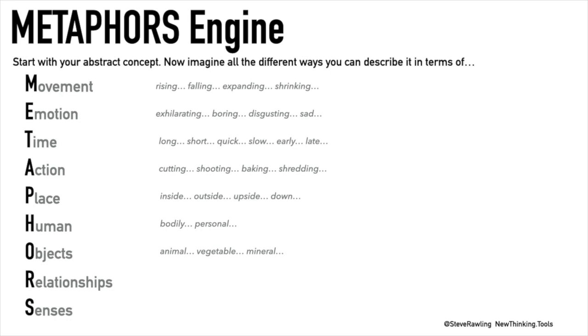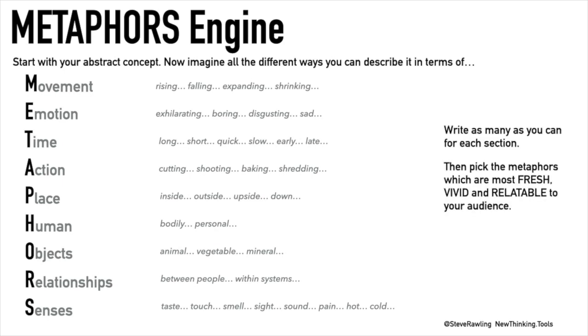In terms of relationships, think about relationships between people or within systems. And finally, senses. Well, you've got 5, taste, touch, smell, sight and sound, and things like pain, hot and cold. Write as many metaphors as you can for each section, and then pick the metaphors which you think are most fresh and vivid and relatable to your audience.